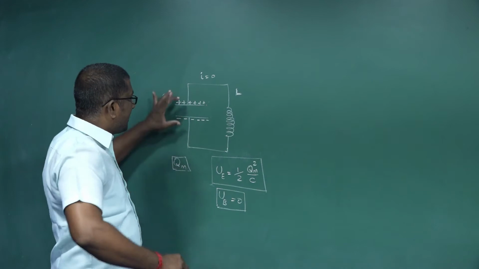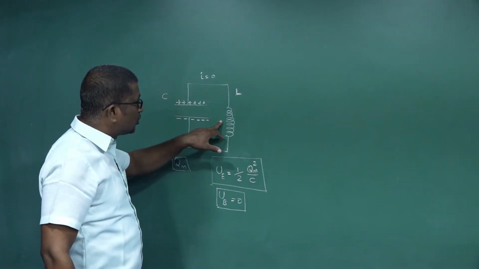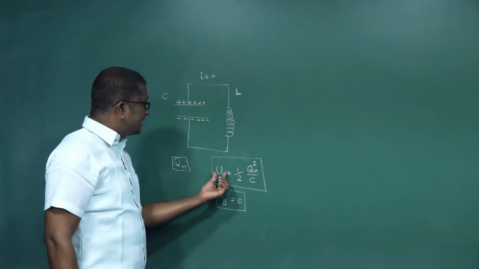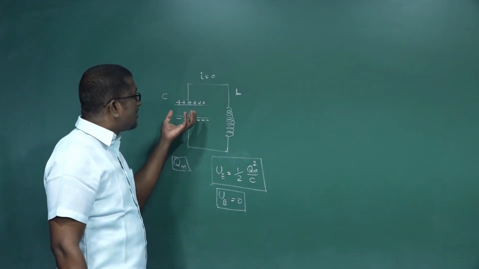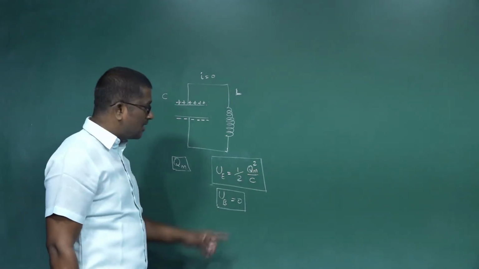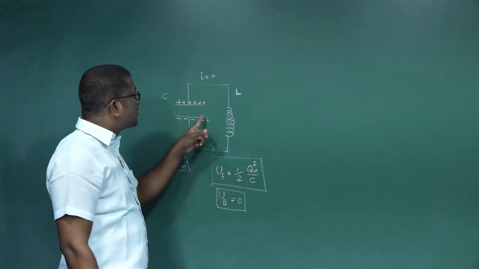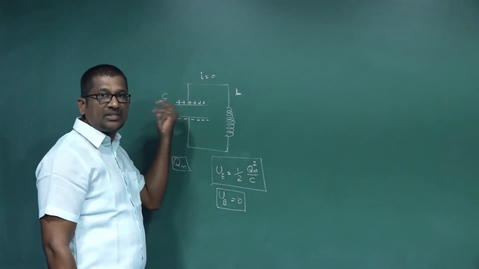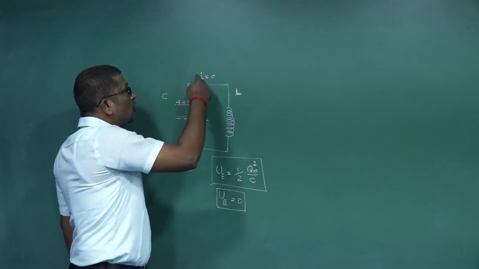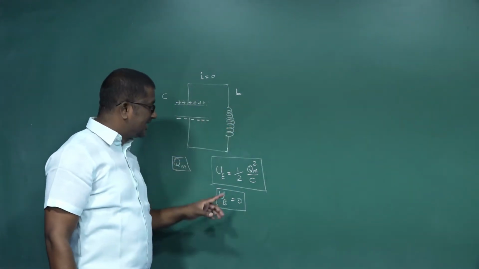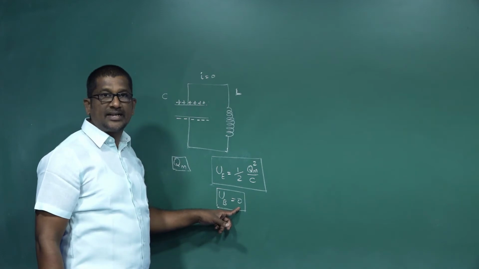Right? When a completely charged capacitor is connected to an inductor, if there is no flow of current in the circuit, the energy in the capacitor is a maximum, that is Qm squared divided by C. What is Qm? The maximum charge in the capacitor. What is C? Capacitance of this capacitor. No flow of current through the inductor, so the magnetic energy in the inductor is 0.